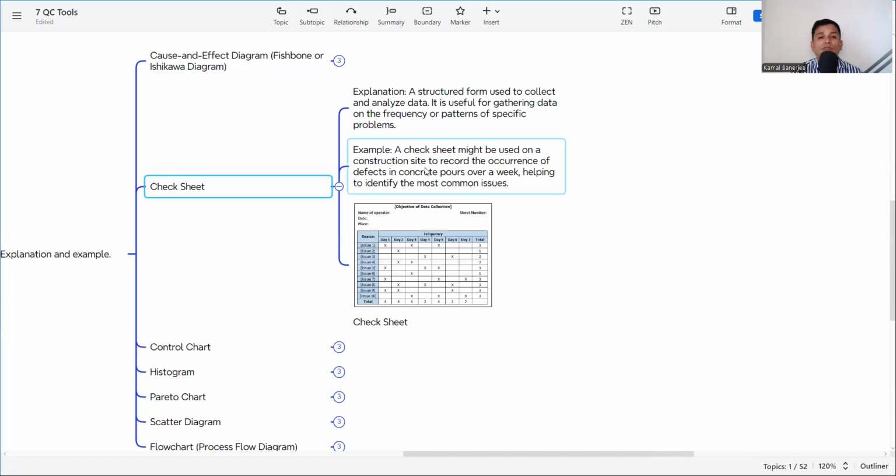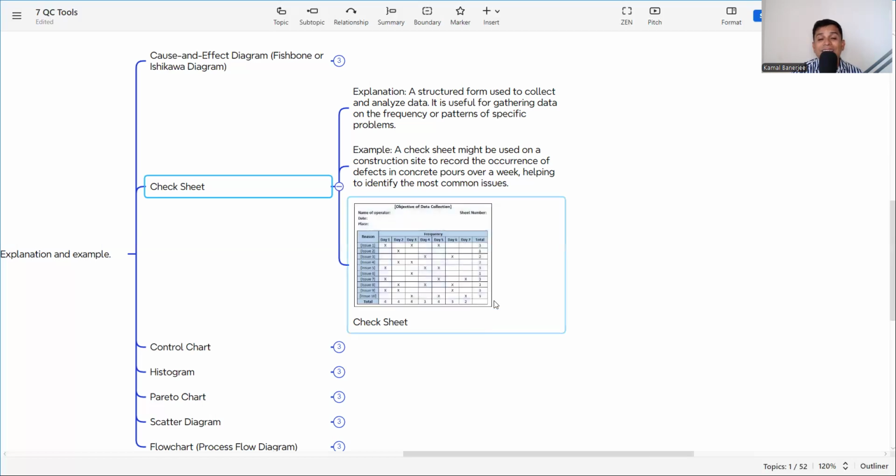Now a check sheet might be used on a construction site to record the occurrence of defects or concrete pours over a week, helping to identify the most common issues. As I've discussed, maybe there is a concrete issue where we are not getting the right surface, we are getting cracks. Now we need to collect the data in the check sheet: who was the machine operator, what is the time of pouring concrete, what is the distance the concrete travels from the RMC to the site, what is the curing method, what is the deshuttering time, what is the environmental temperature. All of that needs to be collected in the check sheet, tick, tick, tick, in day 1, day 2, day 3, day 4, day 5, day 6.